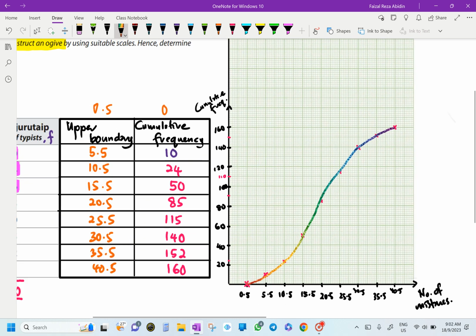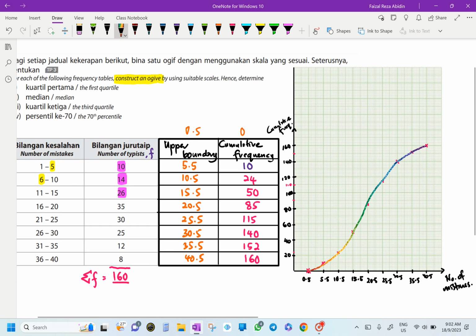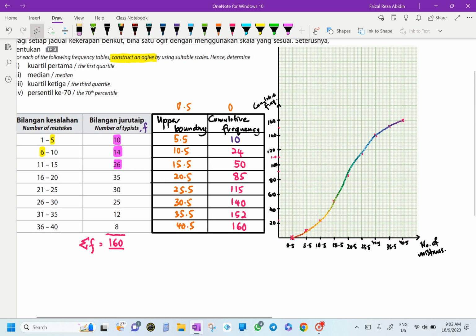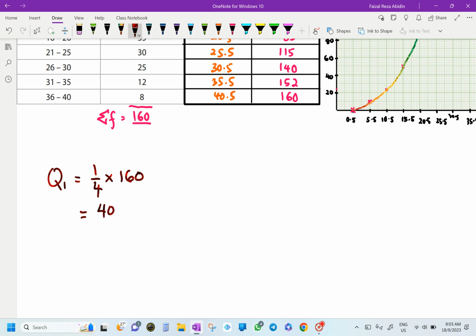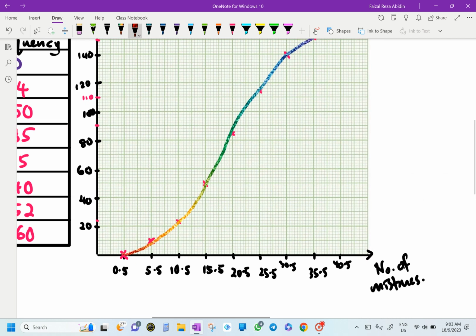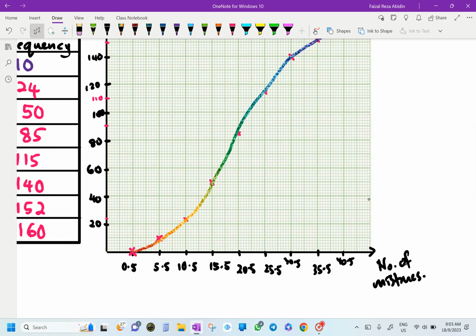The question is asking for us to find the first quartile. Okay, we know that. Q1, we are going to determine from 1 out of 4 from the total. Total is going to be 160. So 1 out of 4 from 160, you're going to get 40. Okay, 40 here is going to be from our, where's your 40 here? There. This is your Q1 here. 40.